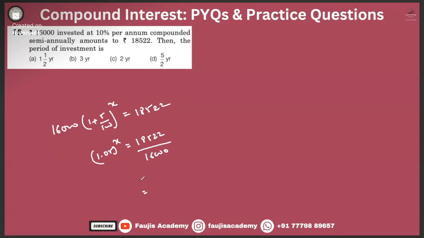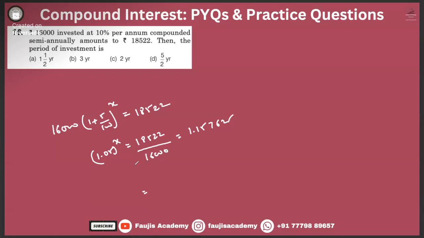18522 minus 16,123, 16,000. No, it's not. 18522 divided by, not minus, 16,123. Okay, 18522 divided by 16,123. Okay, this value will come out to be your 1.157625.